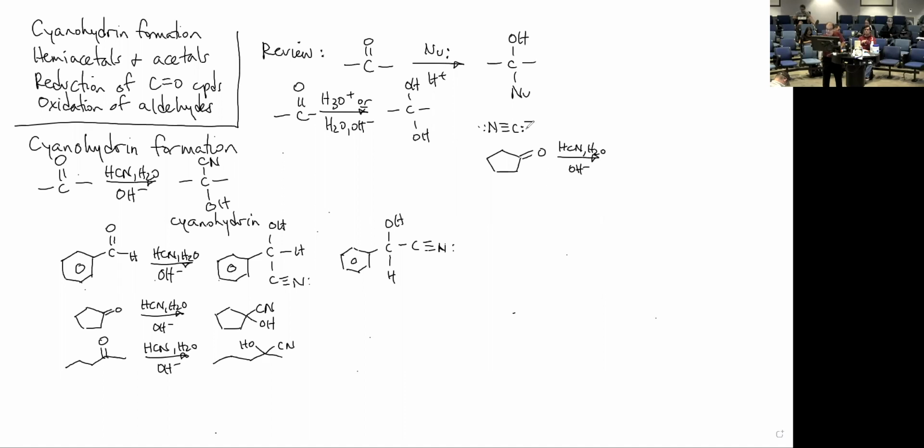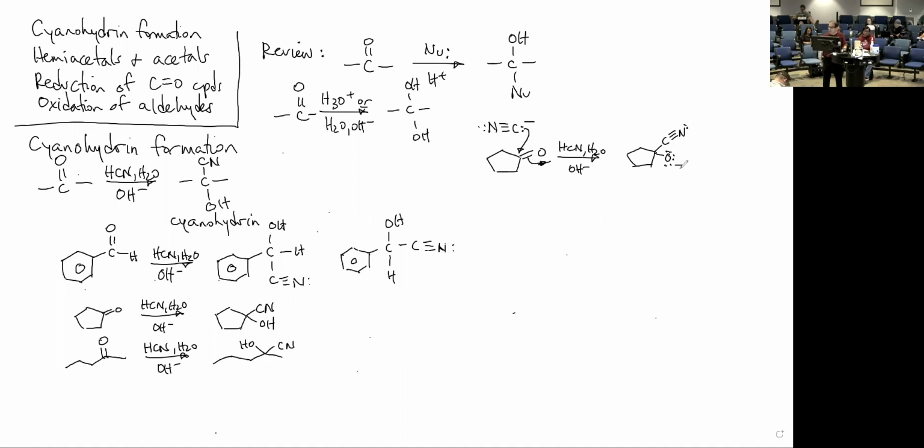Anyway, the mechanism occurs by attack onto the carbonyl carbon first. So you can see we're forming a new bond between the cyanide carbon, which has a minus charge. So this is our nucleophile. That's going to attack the carbonyl carbon. We break the carbon-oxygen pi bond and go from a carbon-oxygen double bond to a carbon-oxygen single bond. So you would get an intermediate that looks like this.